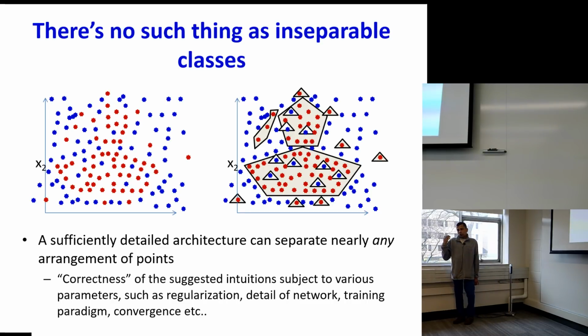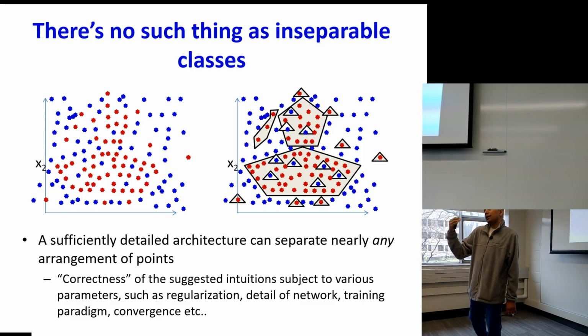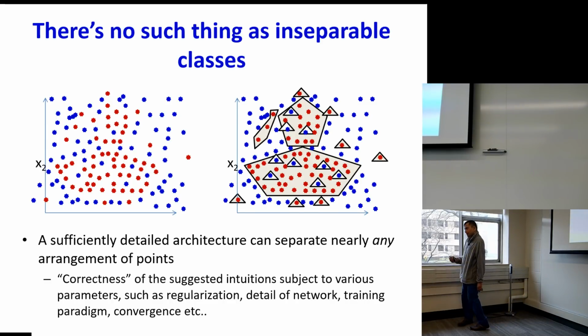The network has two components. The first is a feature extractor, which tries to make the data linearly separable. And the second is a linear classifier. And when you look at it that way, you can use any linear classifier at the output, any optimization paradigm that actually optimizes the linear classifier.